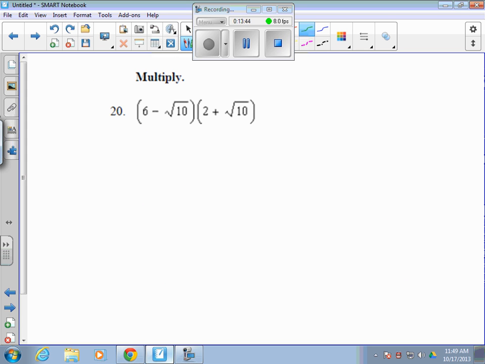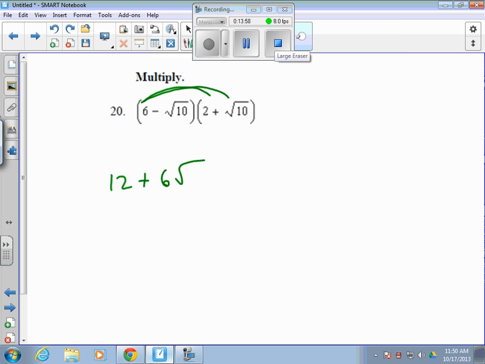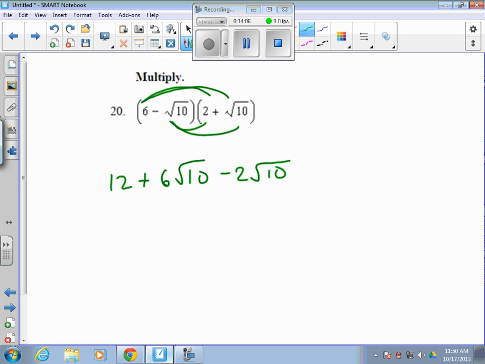And then 20 you have to FOIL. First terms, 6 times 2 is 12. Outer is 6 times the square root of 10, so it's plus 6 times the square root of 10. And then inner terms, minus 2 times the square root of 10. And then finally, last terms, minus the square root of 100.